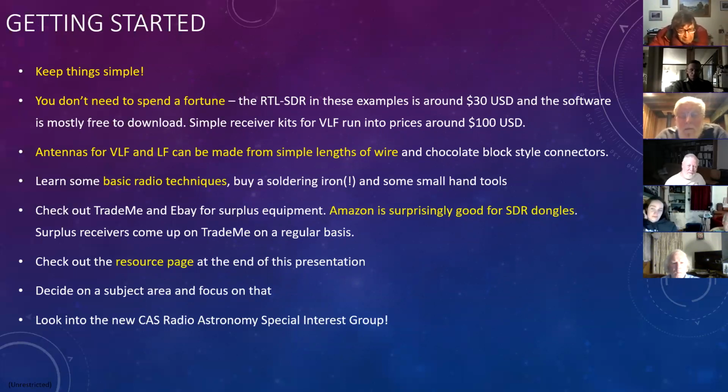So the best thing to do is to start on that VLF and LF end of the spectrum. You only need simple wire antennas, and you can make that from lengths of wire you can find at Bunnings, and some chocolate block connectors. These are the little plastic blocks with the screw terminals in the top of them.